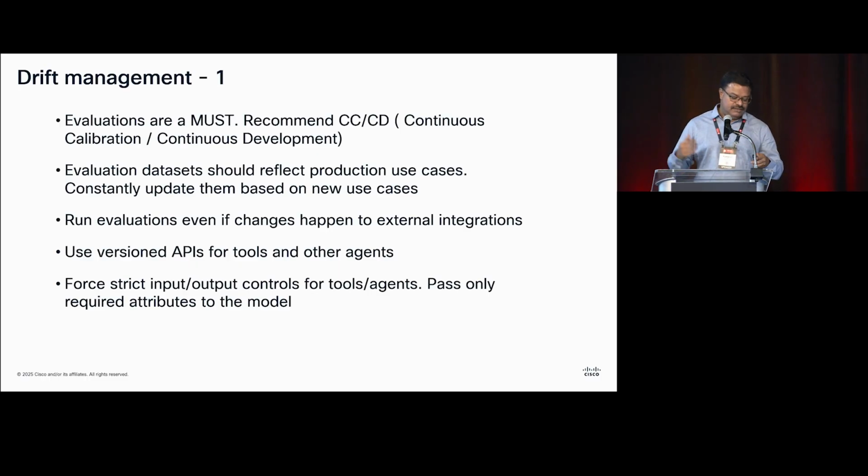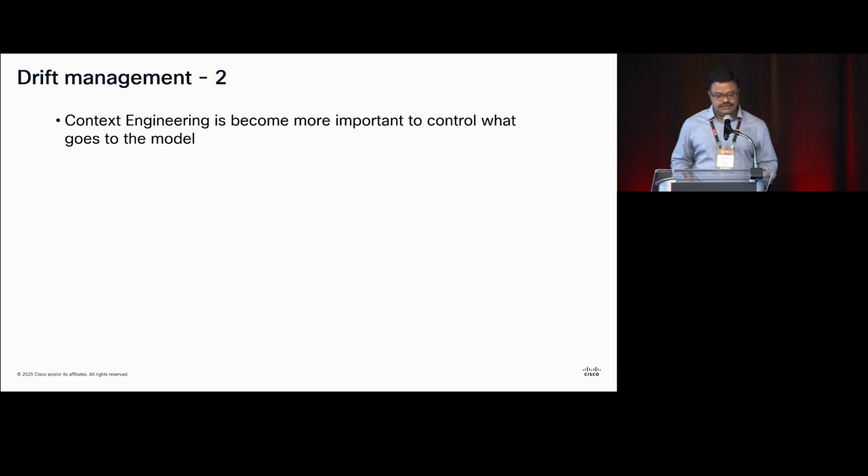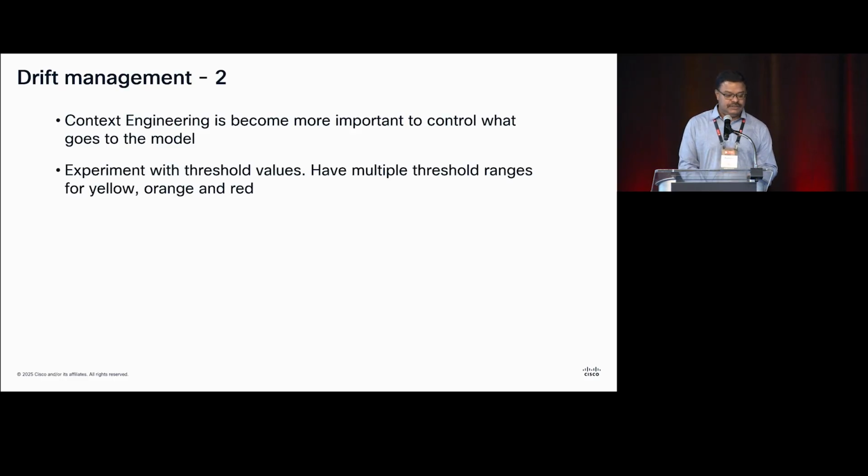Don't start sending everything, like a flush, to the LLM. Continuing on this, context engineering is becoming more important. Again, don't send everything that you have to the LLM. Make sure that you prune it, you manage it, and only send what is needed. This is another lesson we are learning over time.